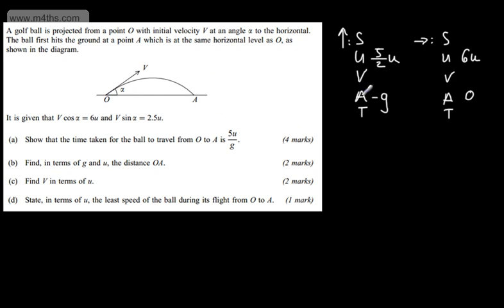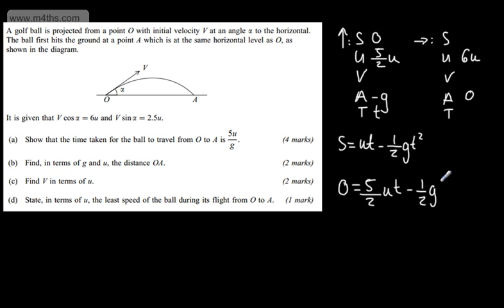So let's consider now the vertical motion. If we look, the displacement is 0. So plugging this in, I have 3 of these values. So all I need to do is go ahead and find t. So using s is equal to ut minus 1/2 gt squared, we can say 0 will be equal to 5 over 2 ut. All I'm doing is subbing this in, minus 1 over 2 g, and then we're going to have t squared. We can factor this, so we can factor out 1/2 t, so we can write 1/2 t.